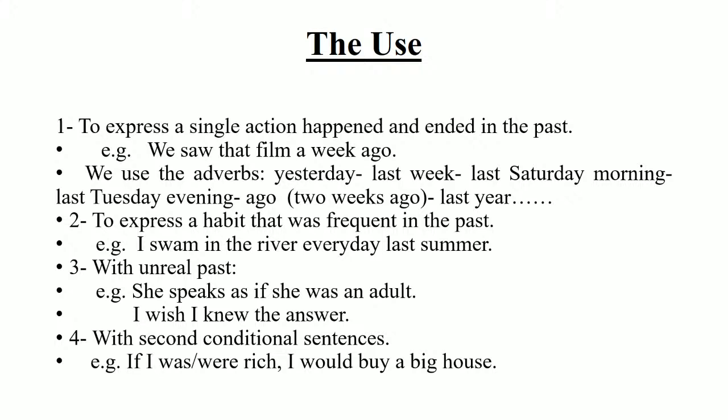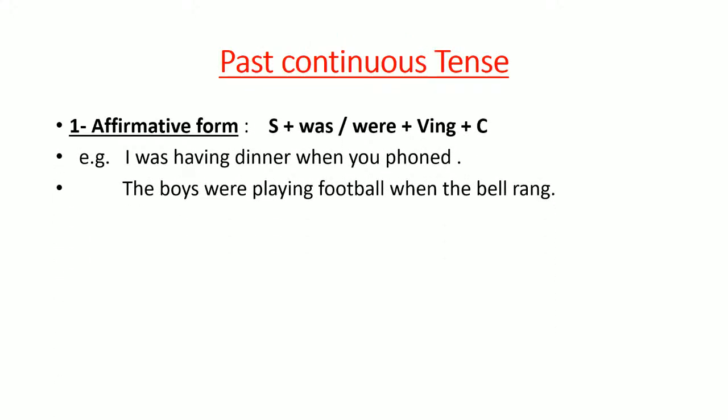Next, past continuous tense. We use it to show that the action was in progress in the past. For example, we were studying all day yesterday. Here we have the time, all day. So we use past continuous to talk about two actions in the past. The first was in progress.